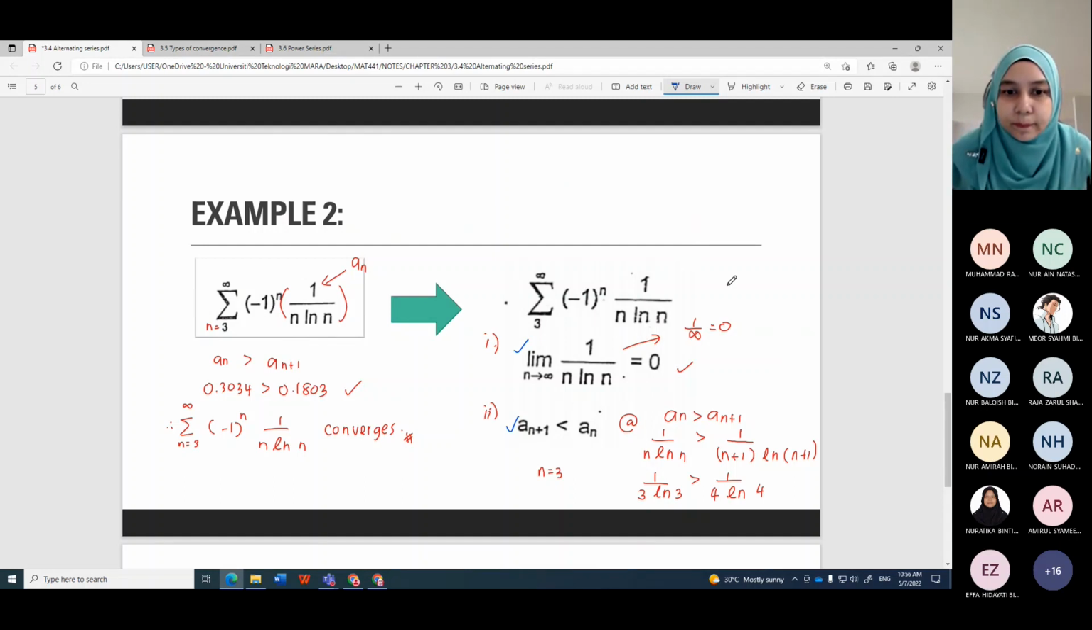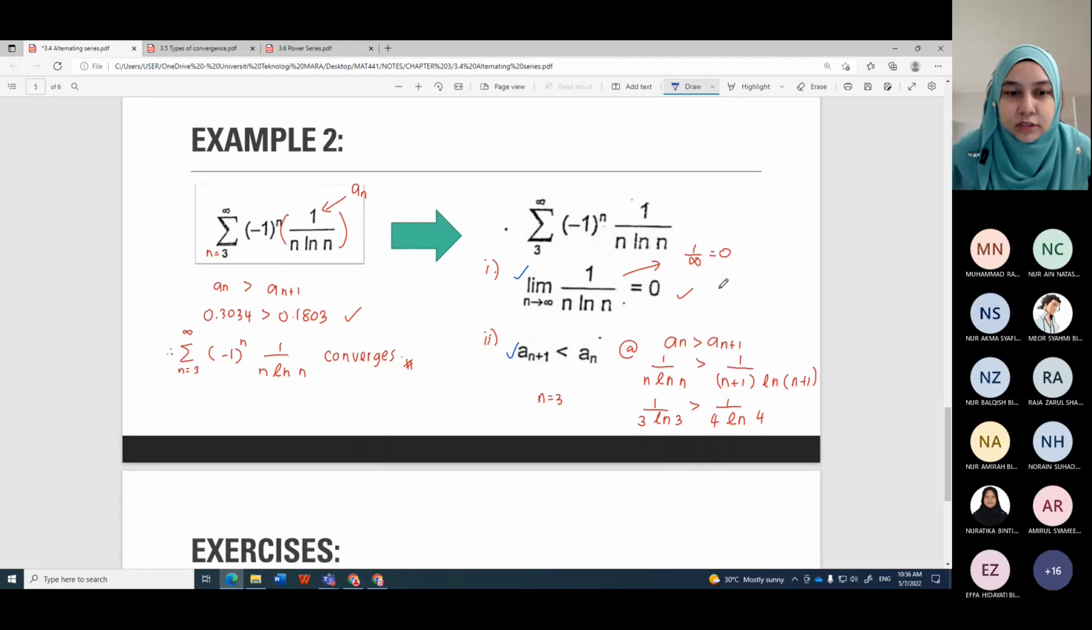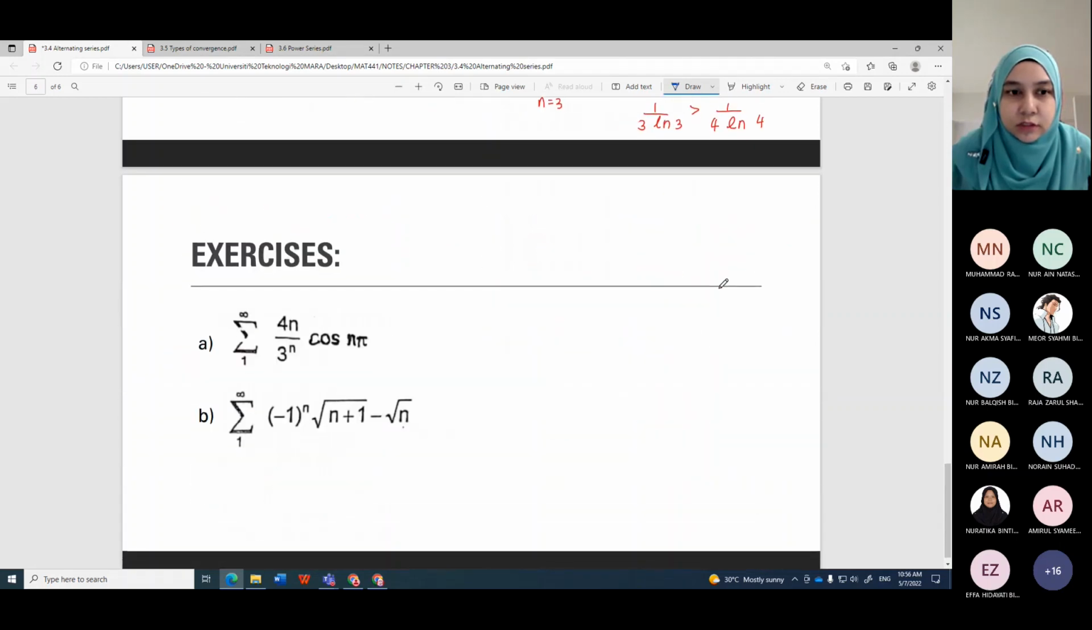Okay, boleh faham? Boleh, ada soalan? Contoh ni? Tak. Okay, so tak ada soalan. Okay, ya boleh try buat exercise ni lah, A and B ni. Okay, so A and B yang A ni, cos n pi, so ni akan jadi negative 1 to the power of n. Ni alternative series. Okay, so proof untuk ni.